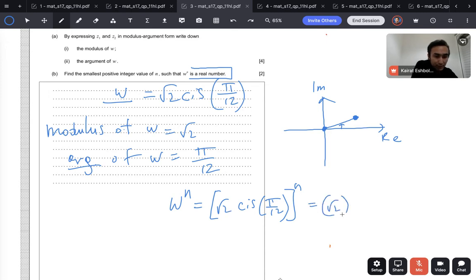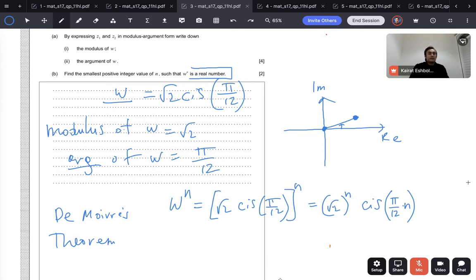Root 2 to the power of n, and then cis. Now, there is the so-called de Moivre's theorem, which states that when we raise cis to the power of any number, that number will go inside the cis. So it's going to look like this: pi over 12 times n. That's de Moivre's theorem. The number n just goes inside the cis.